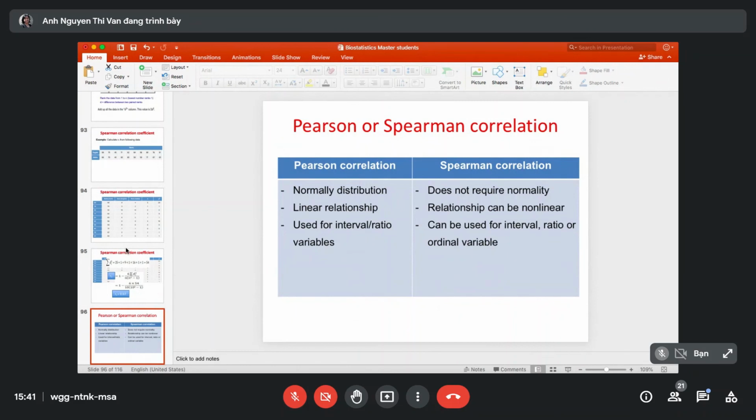And about the variables in the Pearson correlation, you should remember that the variables need to be interval or ratio and continuous. But for Spearman, any kind of variable, interval, ratio, or even ordinal, can be applied. Okay, and you can see in the formula we use the ranking. We rank the data and find the difference between pairs to calculate the Spearman.